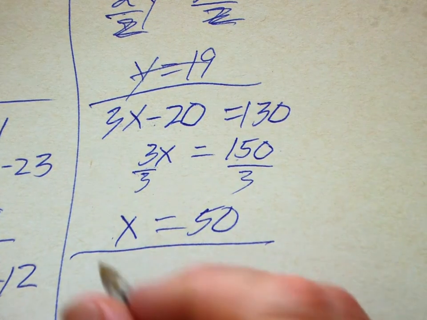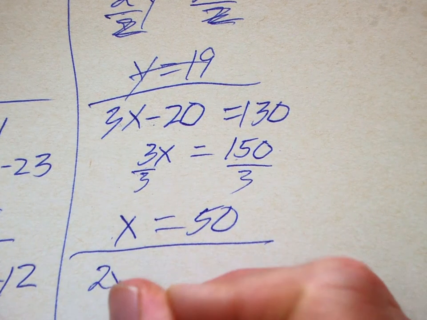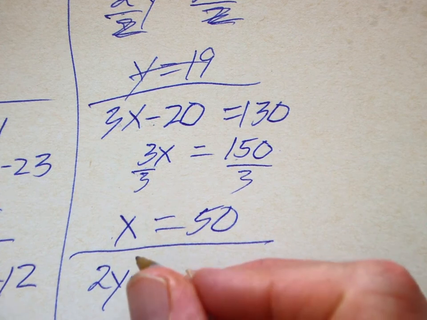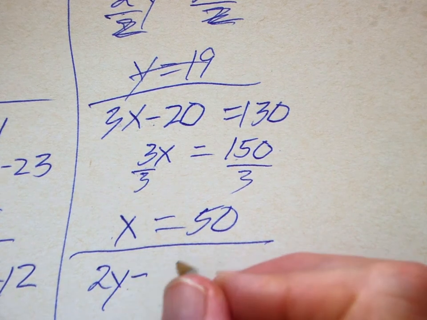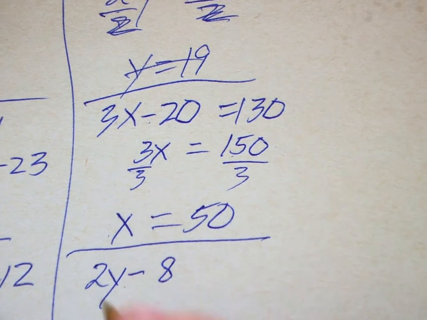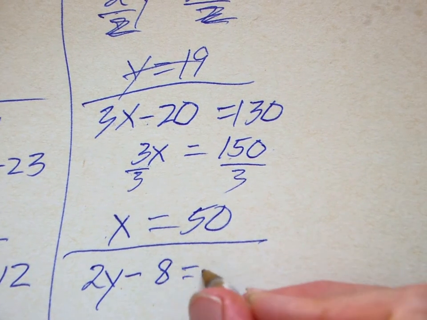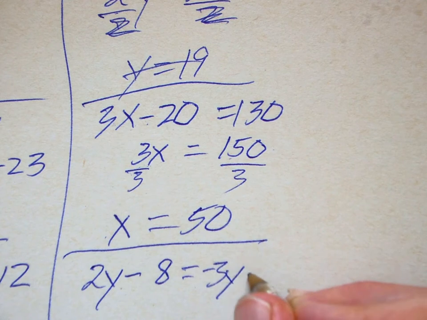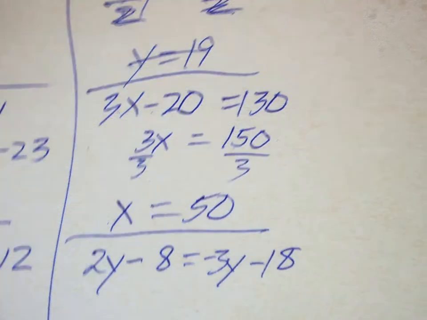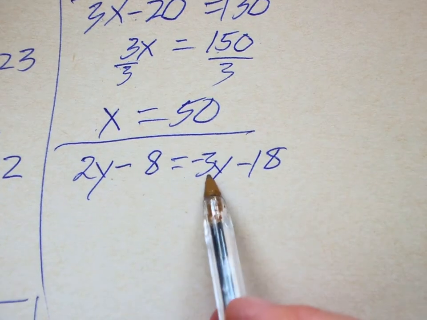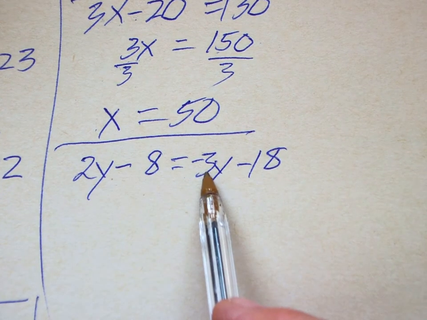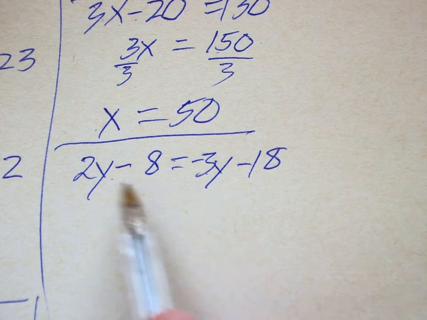Obviously not going to do all of these because I don't want to take up that much of the video doing the same thing over and over. 2y minus 8 equals minus 3y minus 18. Now, you want to end up with 1y at the bottom, y equals. Now, this is bigger, 3 than 2, but it's negative. I don't like negative. So what I'm going to do is I want to combine the y's.